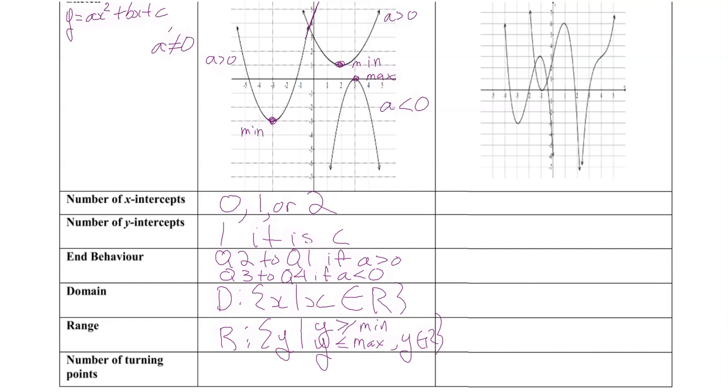So if it opens up, it's got a minimum. All the y values must be greater than or equal to that minimum. If it opens down, it's got a maximum. All the y values must be less than or equal to that maximum.